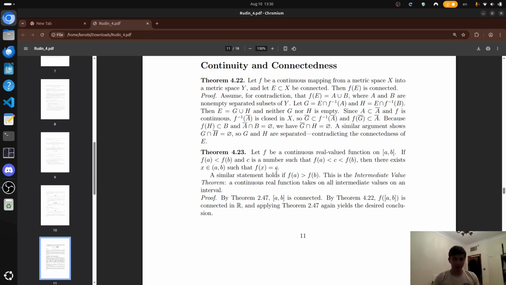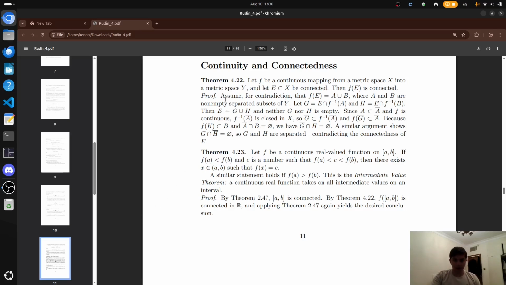Let's just start reading this proof. Let f be a continuous mapping from a metric space X into a metric space Y, and let E in X be connected. Then f of E is connected. Like I said before, it's like when you're drawing something and you're not lifting your hand, that's when it's continuous. So we're trying to relate connectedness to continuity.